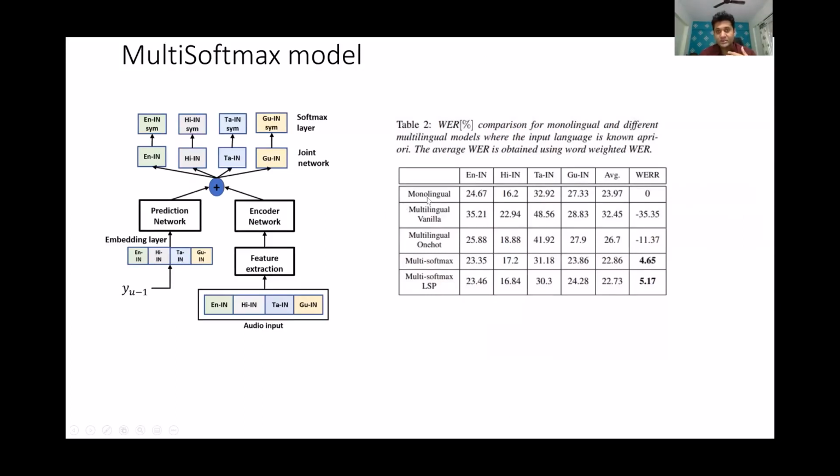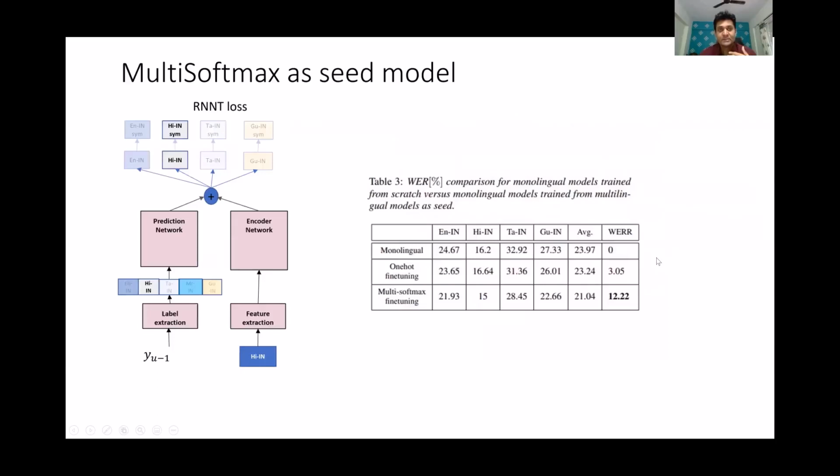Let us look at the results. The vanilla model is considerably worse compared to the monolingual models, while the Onehot model significantly improves over the vanilla. Our proposed multi-softmax model improves over the multilingual baselines and also gives comparable results, with an average improvement over the monolingual baselines of 4.65%. Now, when we use the multi-softmax model as a seed model, we see that the proposed model has a considerable improvement even over the monolingual models, with an average improvement of 12.22%. And also important to note that it is much better compared to when using Onehot as a seed model.